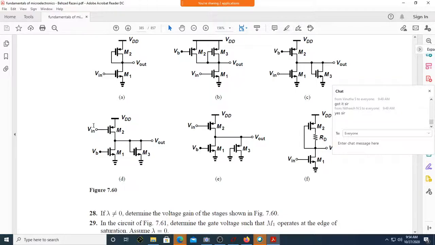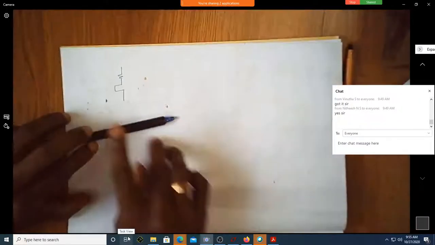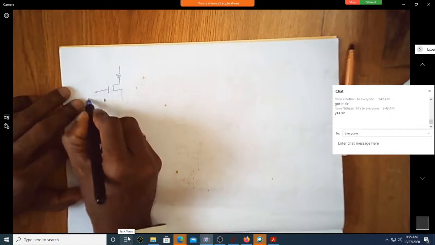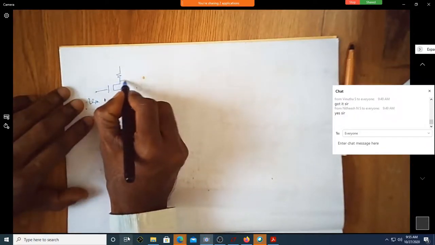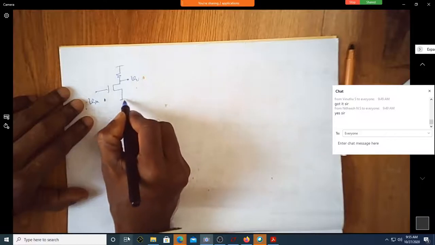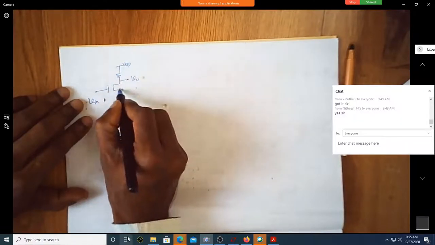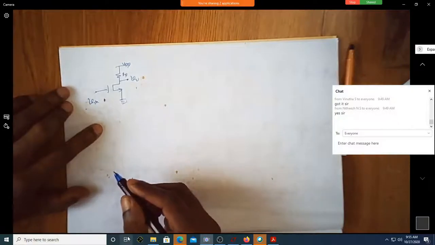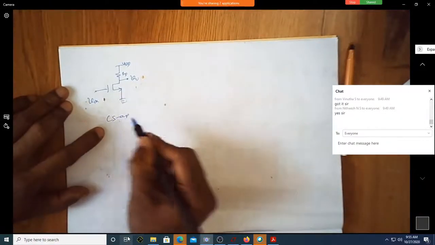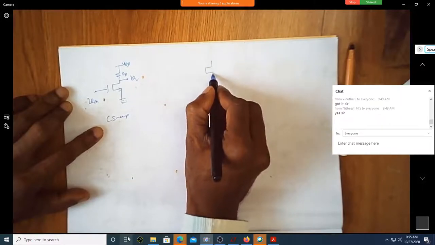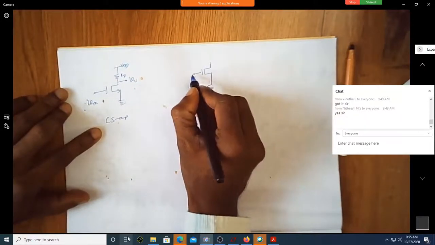Let me just tell all of you one more thing. You can realize a CS amplifier using a PMOSFET also. Let me first write it for an NMOS transistor. Let me just share my camera. Is this my CS amplifier with NMOS transistor? This is V in. Of course, I'm not writing R1, R2 and all those things. Is this VDD, and is this fine? CS amplifier. Yes, sir. Now I will write a CS amplifier with PMOS transistor.